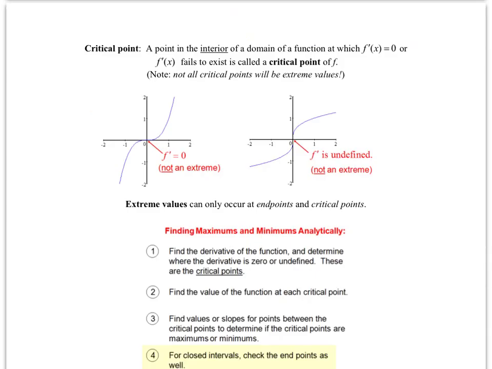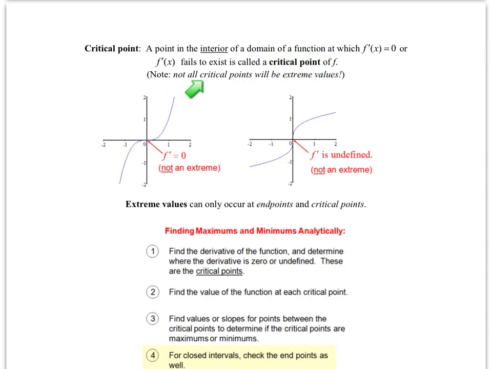Okay, ordinarily I would just have you read on your own, but this next vocabulary word is so crucial and important that I'm actually going to read with you. So read with me, everybody. A critical point. It is a location in the interior of a domain. We are not talking endpoints. So it's within the interior of the domain at which the derivative equals 0 or the derivative fails to exist. If it's on the interior and the derivative is 0 or fails to exist, this is called a critical point.